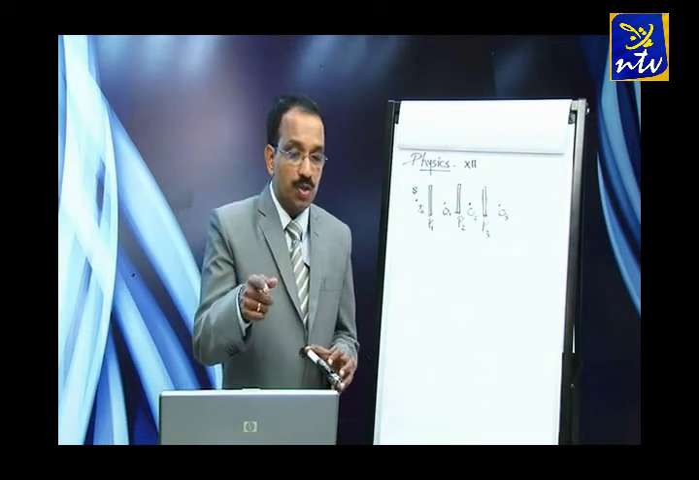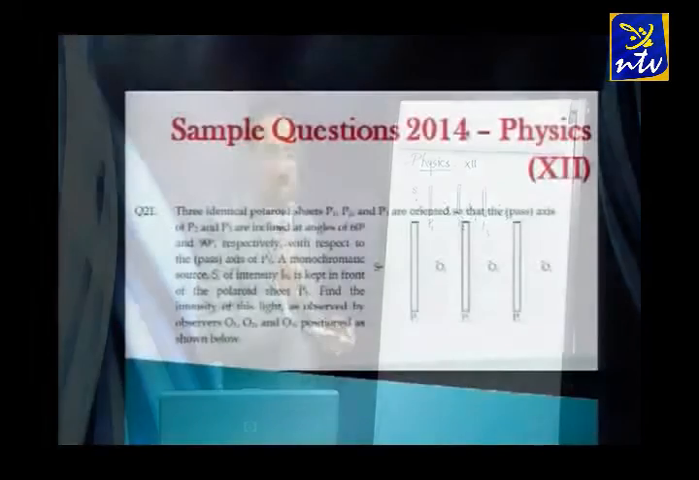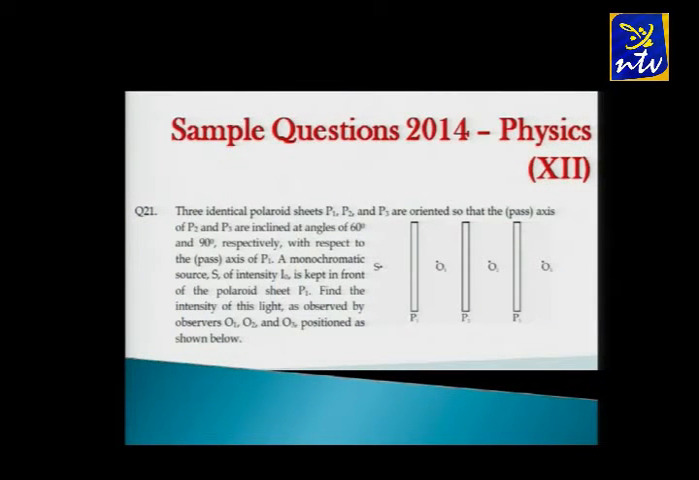So let us say the next question, you have a look at the question. Three identical Polaroid sheets P1, P2 and P3 are oriented so that the pass axes of P2 and P3 are inclined at 60 degree and 90 degree respectively with respect to the pass axis of P1. A monochromatic light source of intensity I0 is kept in front of the Polaroid sheet P1. Find the intensity of light as observed by the observers O1, O2 and O3 positioned as shown in the figure. Right?